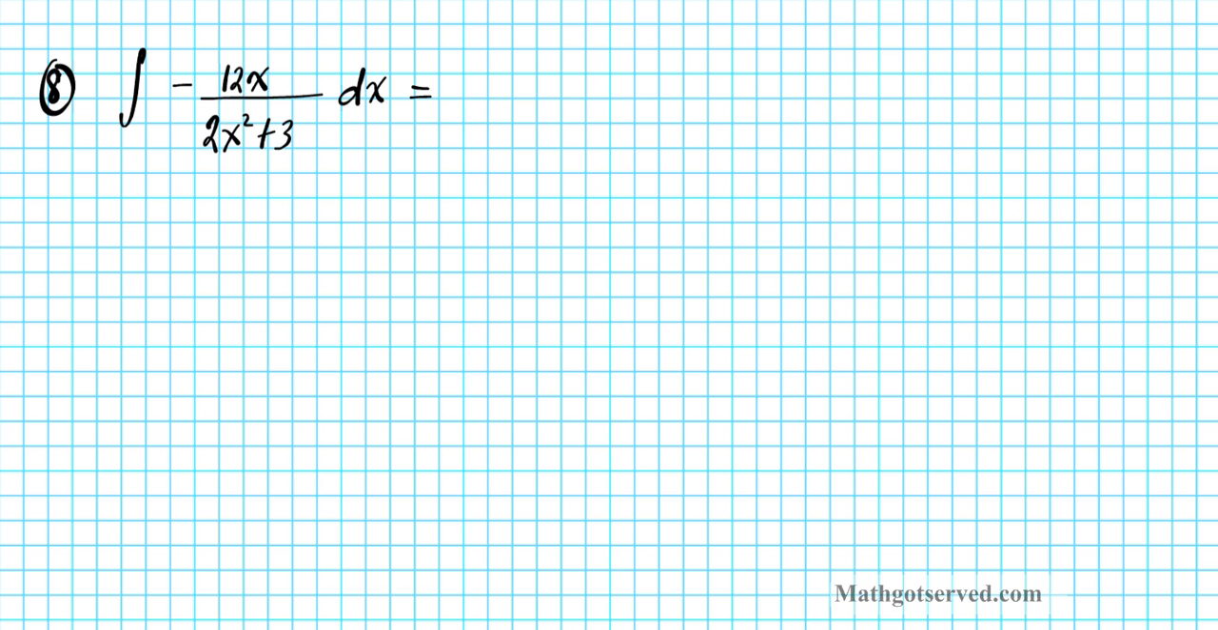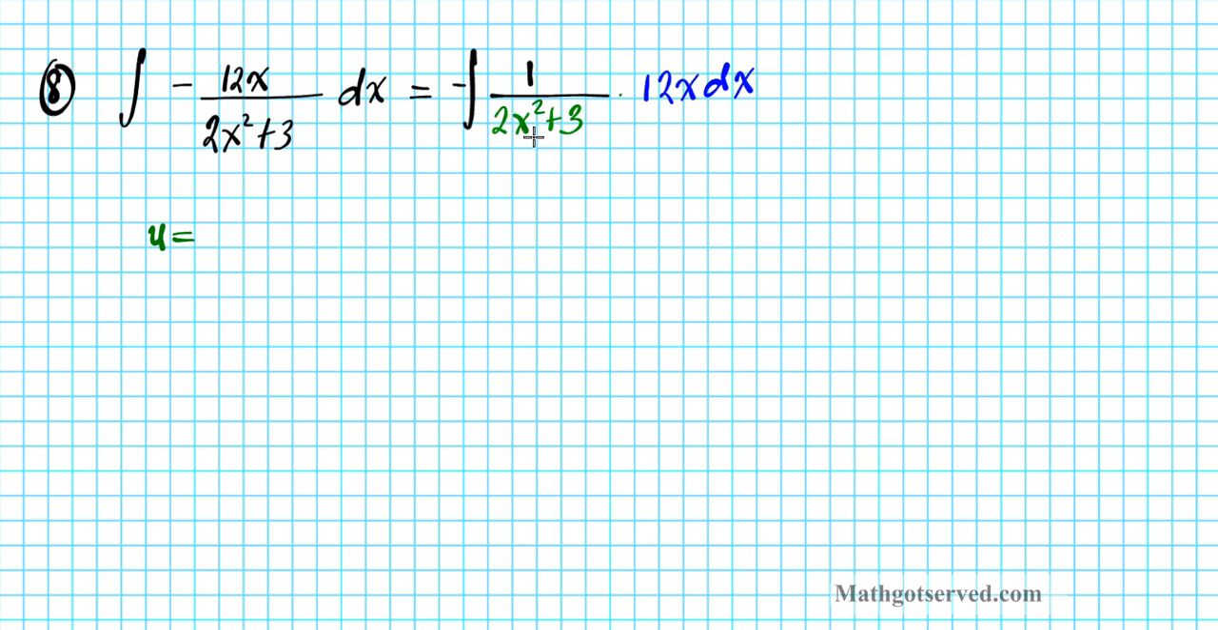So to make our next step obvious, let's break it up. We have the integral of, we can factor out the negative, let's not forget that, minus, and then we can break up the two functions. We have 1 over 2x squared plus 3 times 12x dx. Okay, now if you differentiate this, do you end up with a multiple of that? The answer is yes. Let's go ahead and illustrate that.